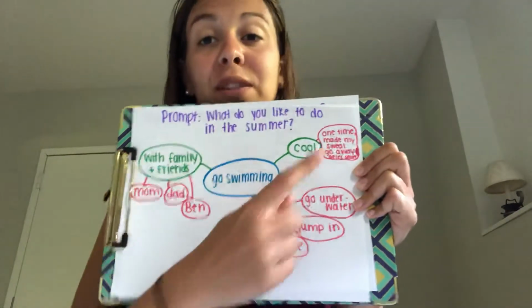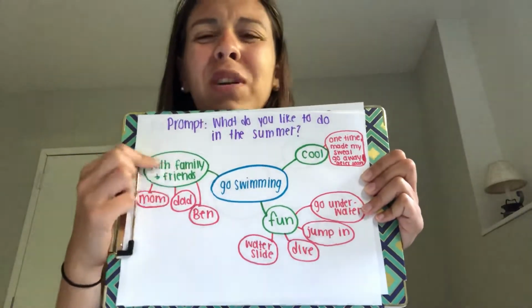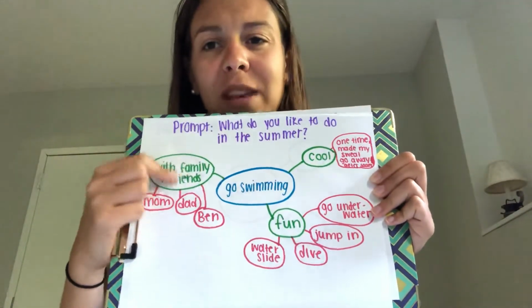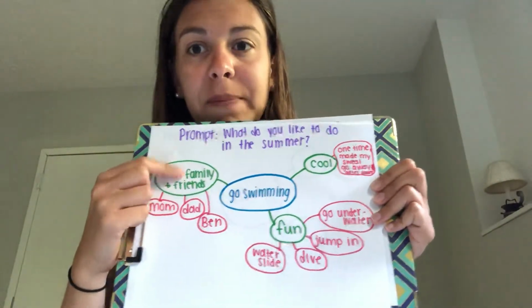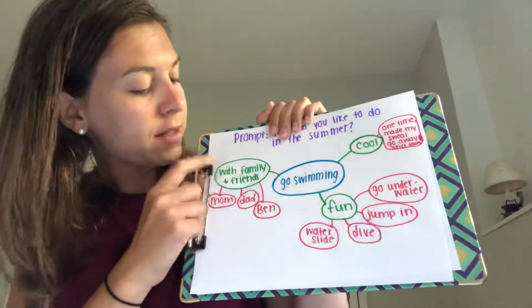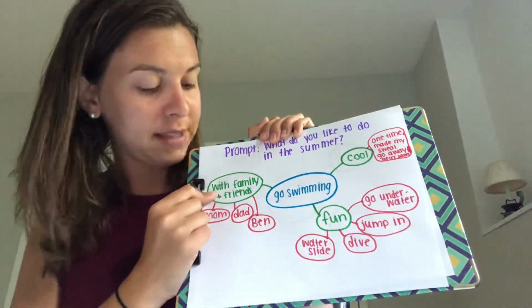So now that I have these three ideas, I can go ahead and think about, well, what about going with my family and friends? Who are those people? What details do I want to give my reader? So then I can think, okay, so I like to go swimming because I'm with my family and friends. But who are those people?